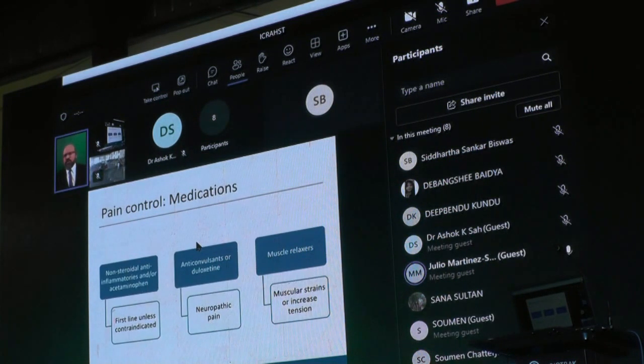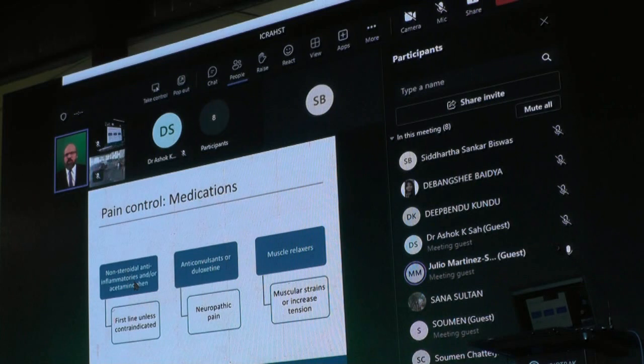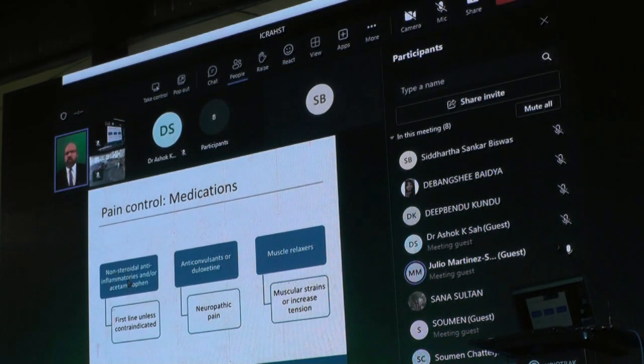Now, what kind of medications can we use for pain if we're not using opioids? You can use non-steroidal anti-inflammatories and acetaminophen, of course, if not contraindicated. Patients that have liver disease should not be using acetaminophen. Patients with kidney disease, history of cardiovascular disease, heart attacks, or bleeding in their stomach, GI bleed, cannot use non-steroidal anti-inflammatories, or NSAIDs.